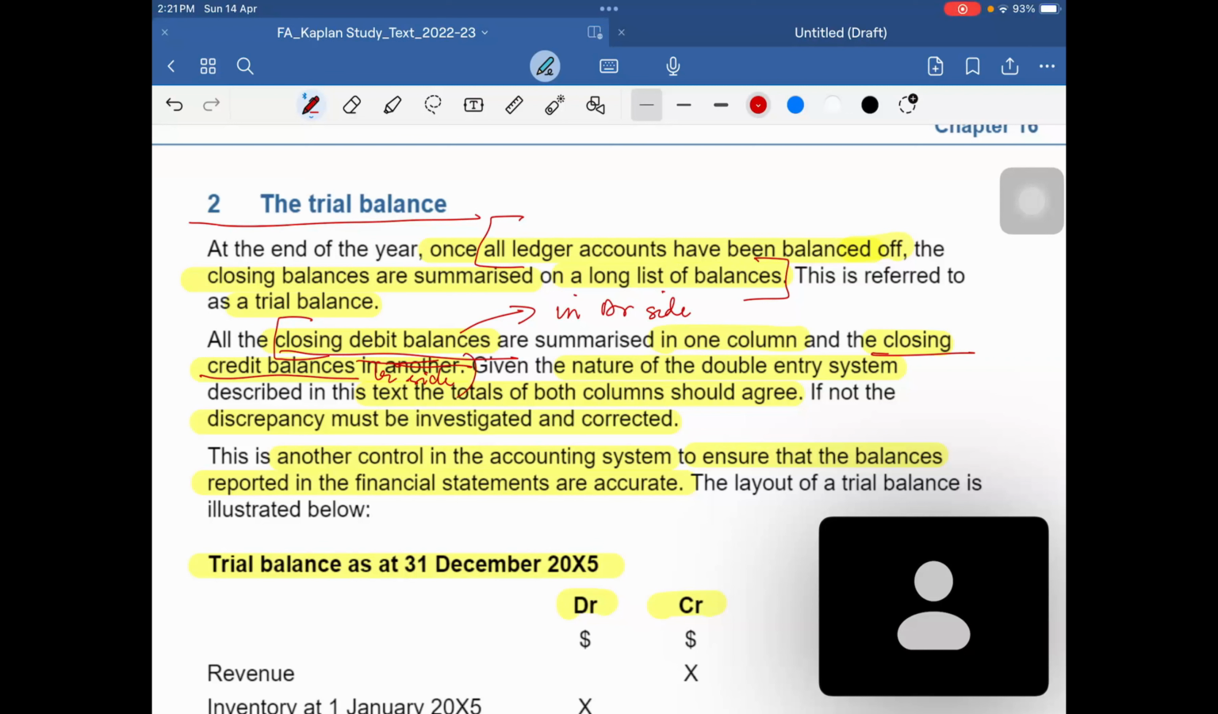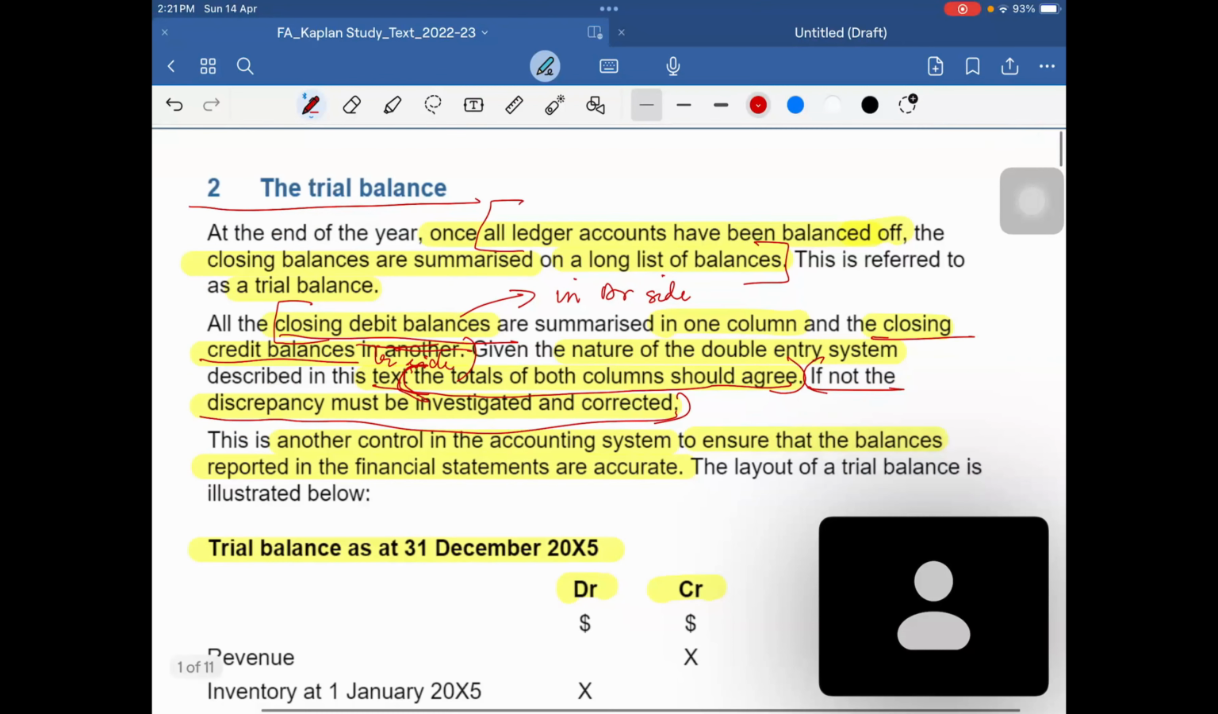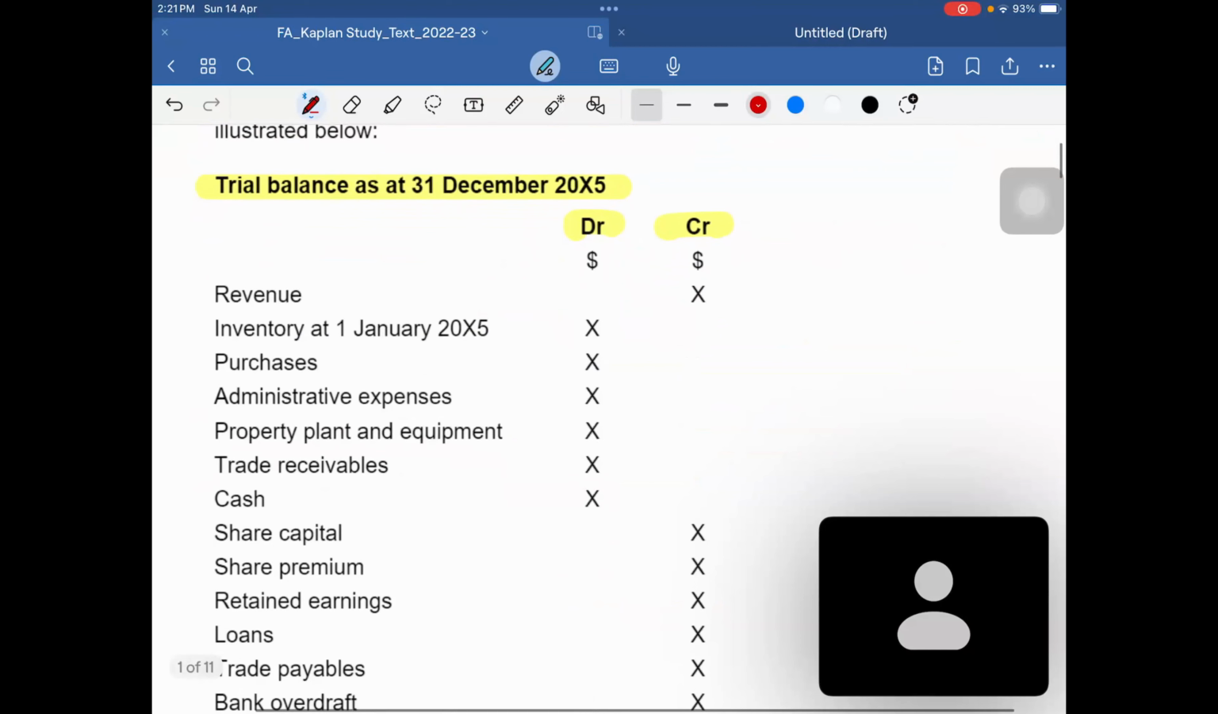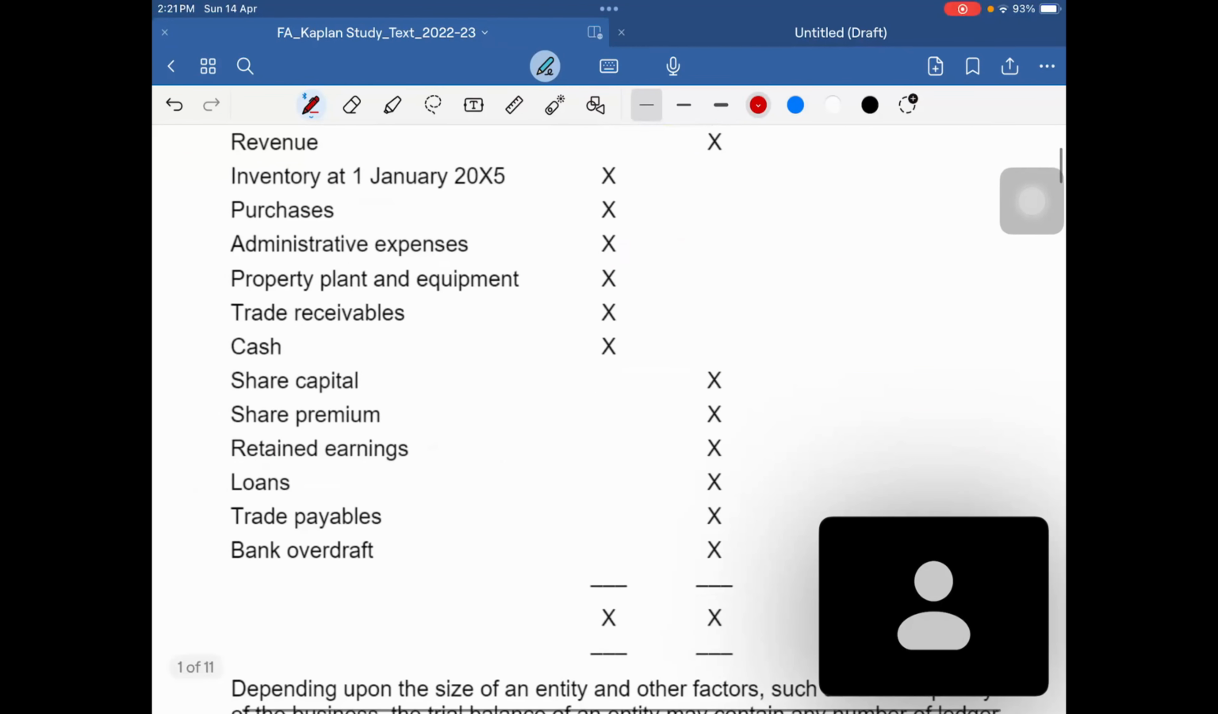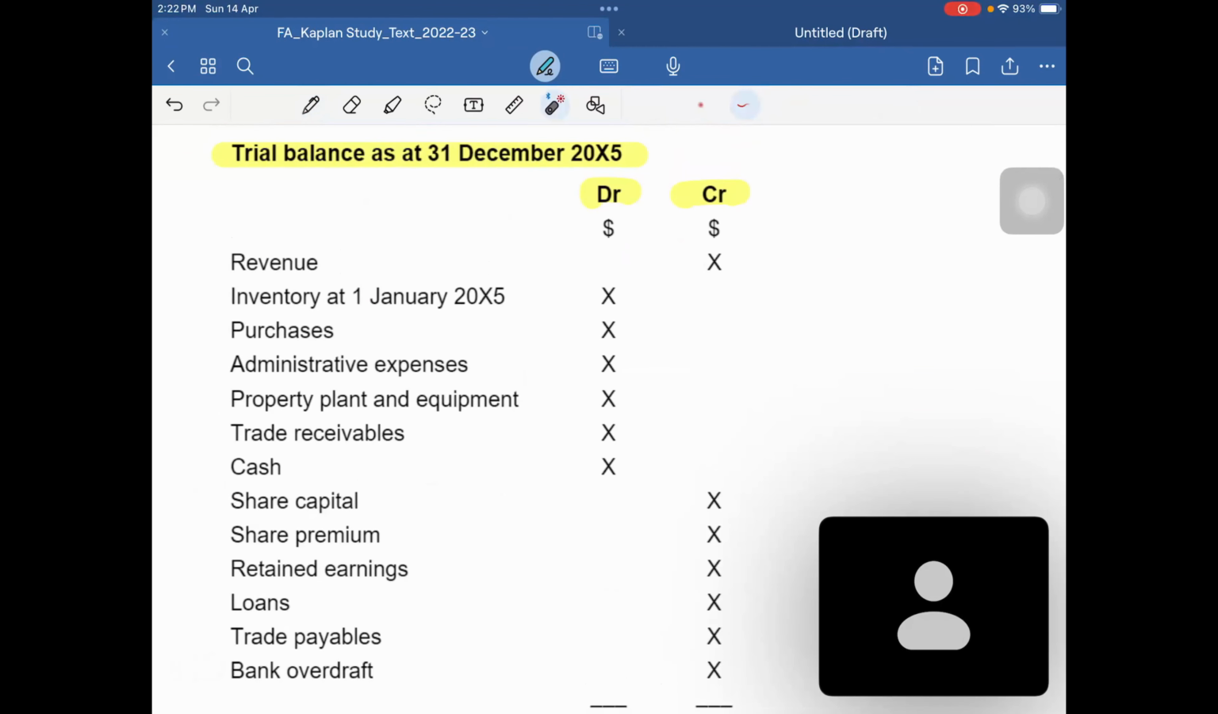Now, in the double entry system, the totals of both columns should agree. Write only the ones that I have marked. If not, discrepancies must be investigated. After that, just copy the format. I'm going to explain the format for you. As per the format, it applies the same group 1, group 2 rule that we have studied.